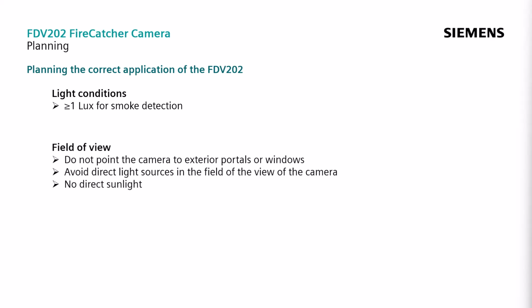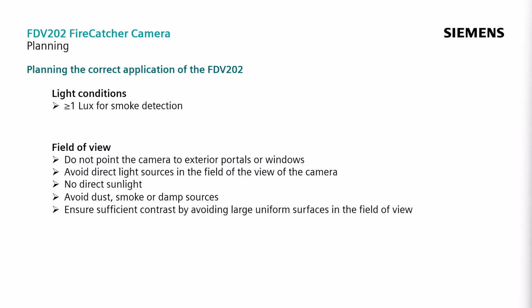For the field of view of the camera, it is important to avoid very dark and very bright spots. For this, do not point the camera to exterior portals or windows, and avoid direct light sources in the view of the camera. Make sure there is no direct sunlight. These three aspects must be ensured as they may blind the camera. In addition, it is crucial to also avoid dust, smoke, or damp sources, and to ensure a sufficient contrast by avoiding large uniform surfaces in the field of view of the camera.